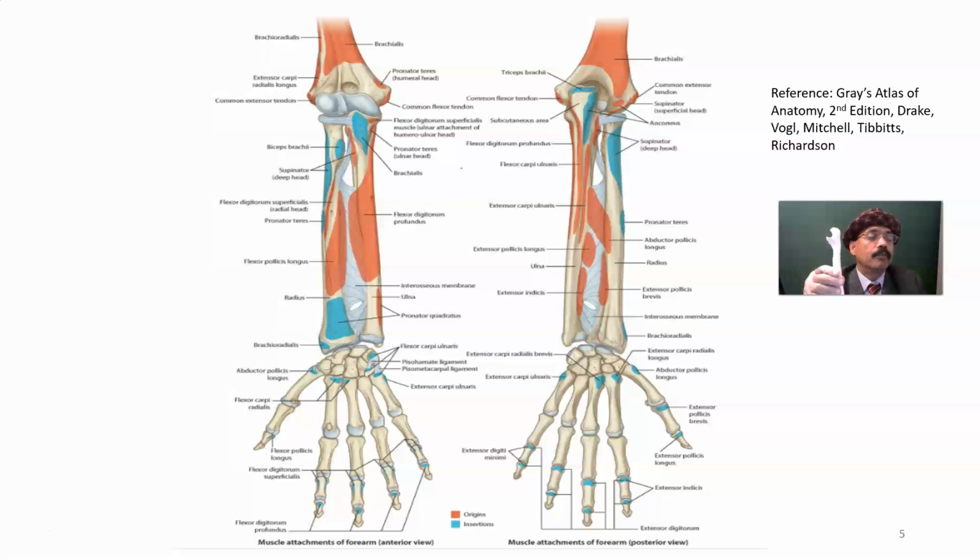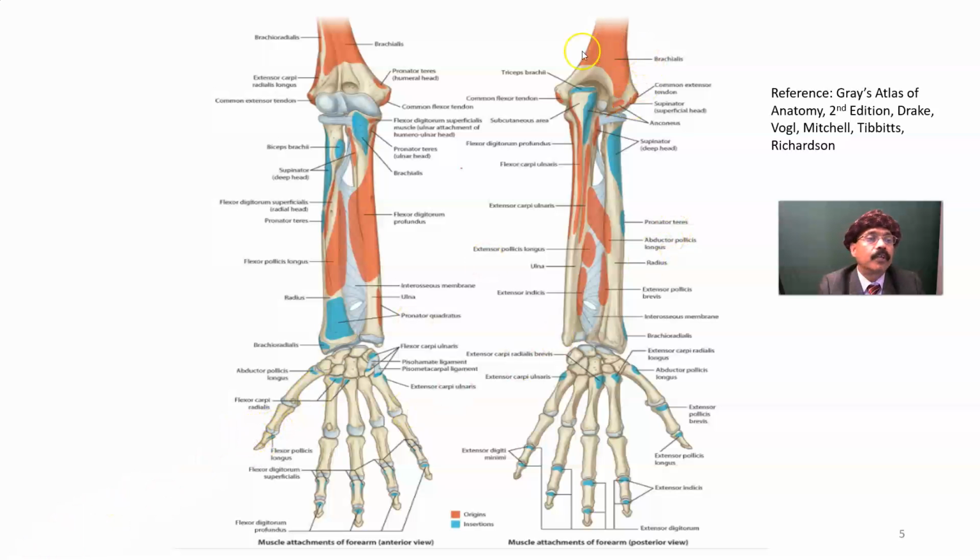Anterior and posterior interosseous arteries are branches of the common interosseous artery. Common interosseous artery is a branch of the ulnar artery. Ulnar artery is the bigger terminal branch of the brachial artery. Okay, we got that. So we got all the muscles here.